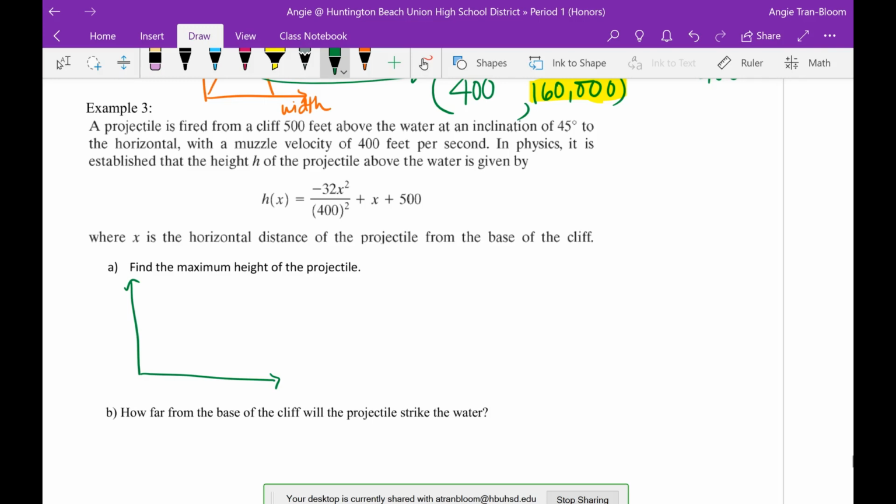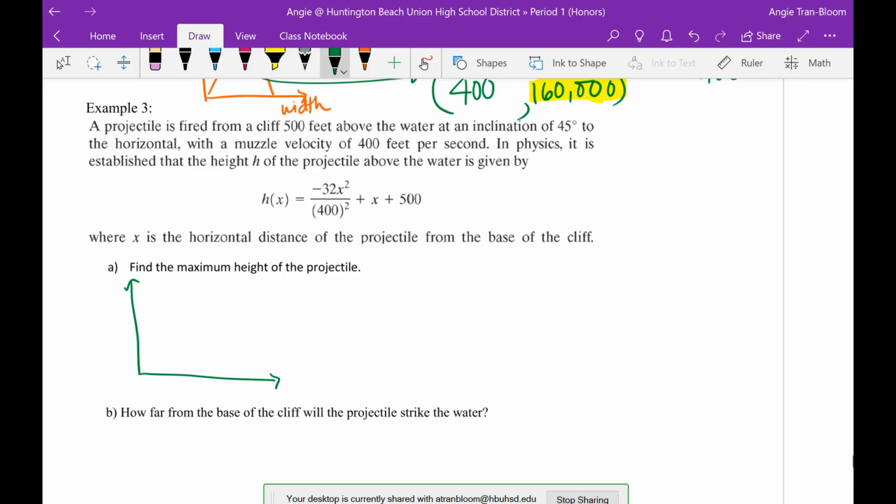Now, if this question is asking for the maximum height, what are you expecting your calculator to show? A parabola, opening up or opening down? Down. So make sure your calculator shows something like that. Especially if you're taking a test and you have a line, obviously something is funky. So fix your window. Understand how to fix your window.